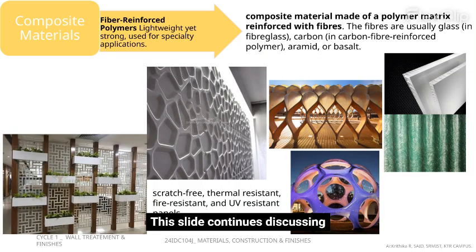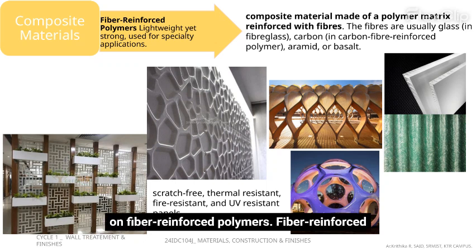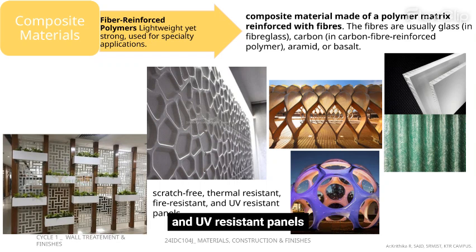This slide continues discussing composite materials, now focusing on fiber-reinforced polymers. Fiber-reinforced polymers are lightweight yet strong, used for specialty applications. They are composite material made of a polymer matrix reinforced with fibers. The fibers are usually glass, in fiberglass, carbon, in carbon fiber-reinforced polymer, aramid, or basalt. It is scratch-free, thermal-resistant, fire-resistant, and UV-resistant panels.